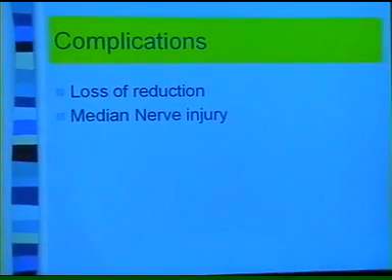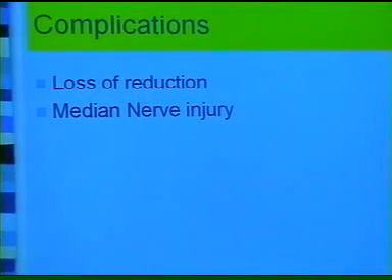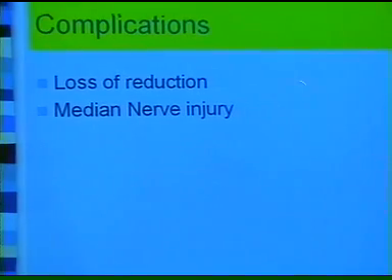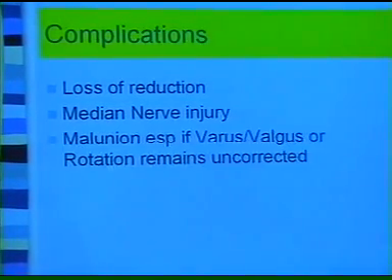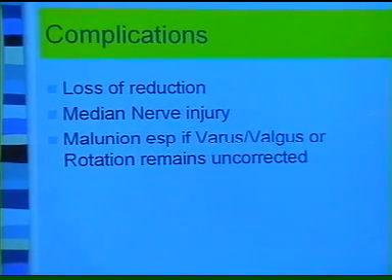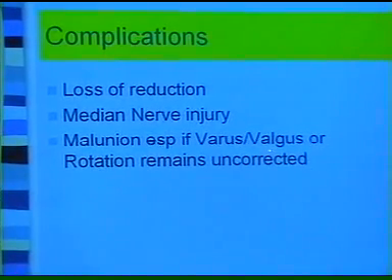Another complication is the loss of reduction. You've done a complicated reduction, but it doesn't stay there because your immobilization wasn't adequate, your wire wasn't good enough, your reduction technique wasn't right, so you lose the reduction. The median nerve can be injured again, like the brachial artery can be injured.